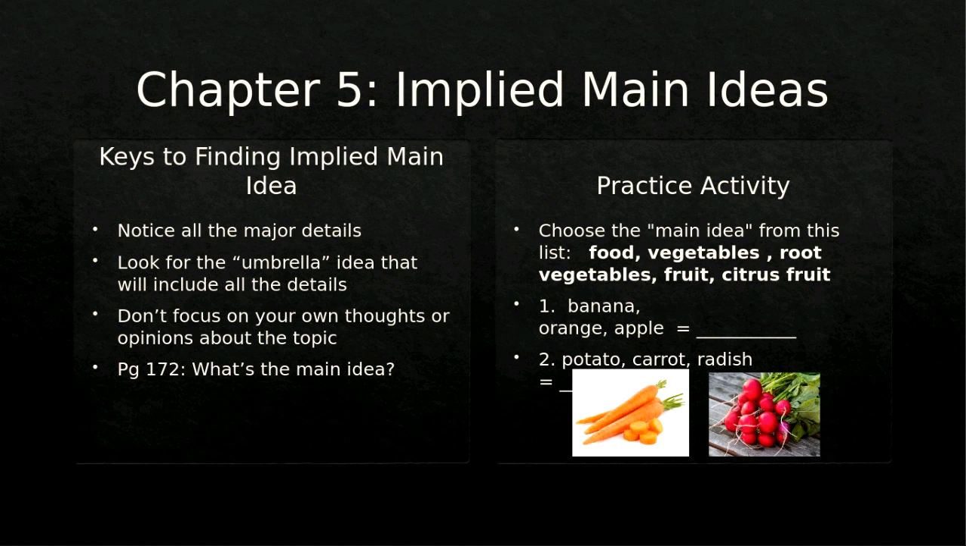Like I already said, the first thing is to notice all the major details. So we have to get really good at looking at transitions like also, another. In some of the paragraphs you've done in your homework and also in the quiz, you've probably seen those transitions like another type or also or a third reason. Those kinds of words can tell you this is probably going to be a major detail. So we're looking for those in each of our texts.